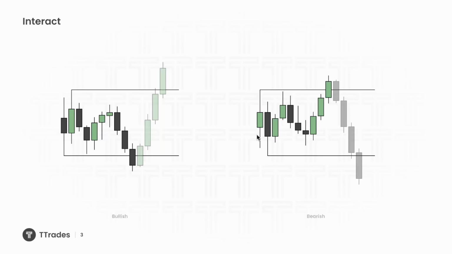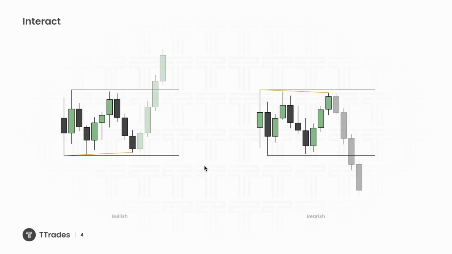Now in the bearish example, here you can see we remain internal to this high and to this low. Price then takes out the high. And so if my bias is bearish, I can then look to trade that lower. So you have your accumulation, manipulation, distribution.